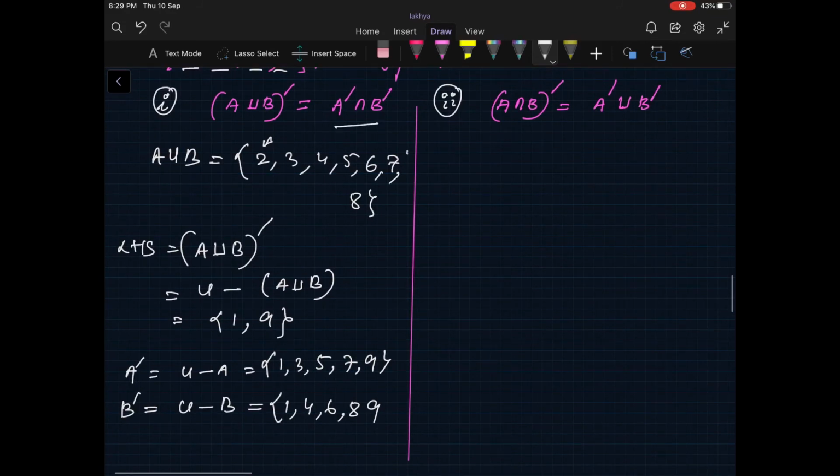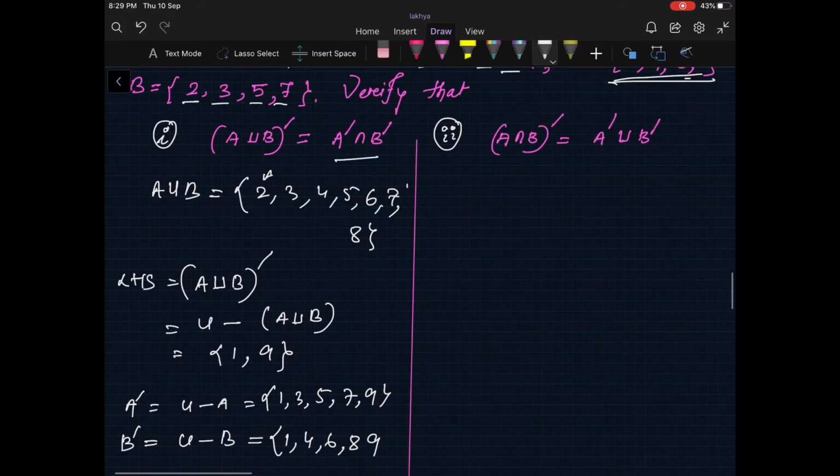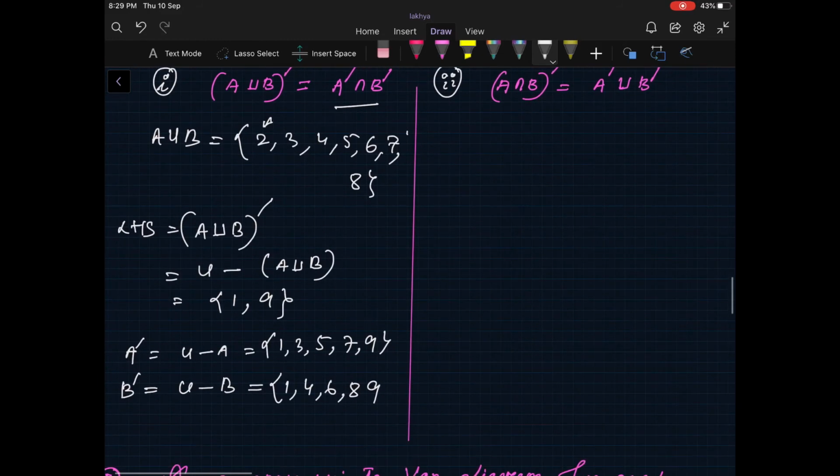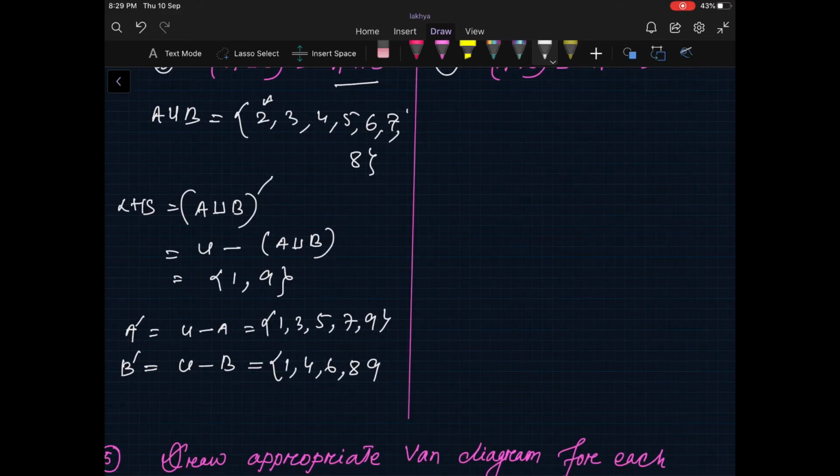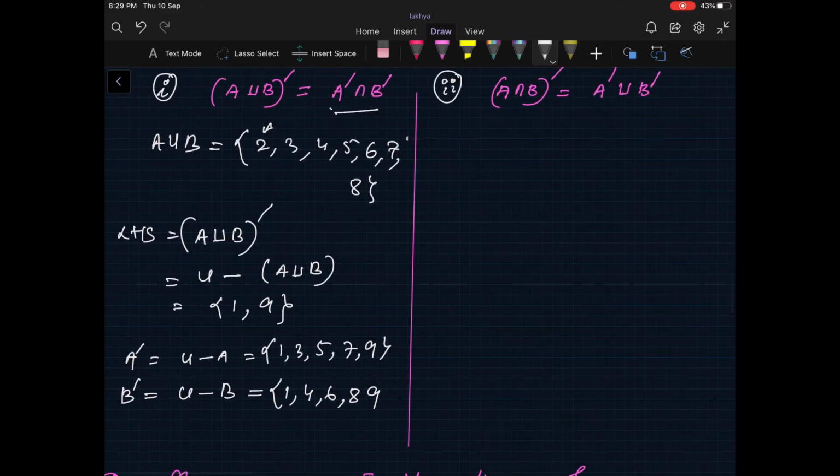Okay, so now what to do? We need to find the right hand side of this relation. So let's find what the right hand side is: A complement intersection B complement. So this is the right hand side, so let us write the right hand side.